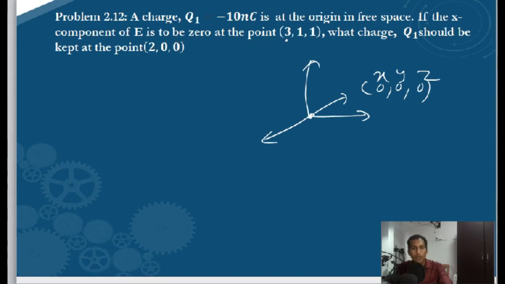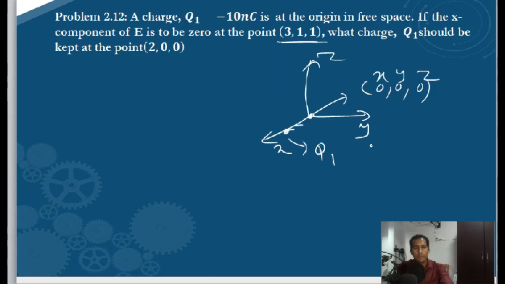E is to be 0 at a point (3, 1, 1). If the x component of E is to be 0 at the point (3, 1, 1), what charge Q1 should be kept at point (2, 0, 0)? So say this is y, x, z. So here x equals 2.